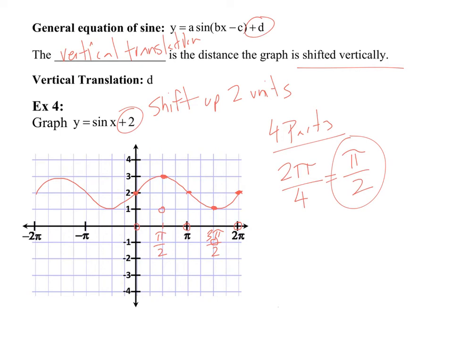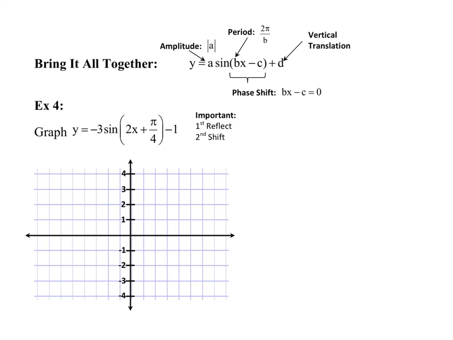So we covered all components to graphing a sine function. Let's bring them all together now and see if we have a full understanding. Here we have the amplitude. The b value impacts the period. This whole piece here represents the phase shift, and this is your vertical translation. Before we graph this function, it's important to know that we want to reflect first and then shift our graph.